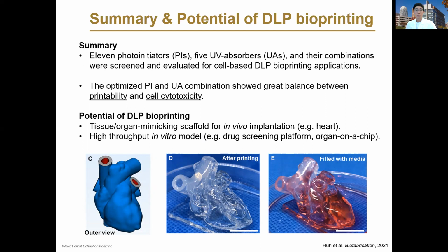In terms of potential of DLP bioprinting, we believe DLP bioprinting has significant advantages when fabricating a tissue and organ mimicking scaffold that requires a complex geometry, such as a heart. It can also be used to develop a higher throughput in vitro model, such as a drug screening platform or an organ on a chip. In conclusion, DLP bioprinting still needs to overcome limitations, but it is definitely a strong tool that has many potential applications in tissue engineering.